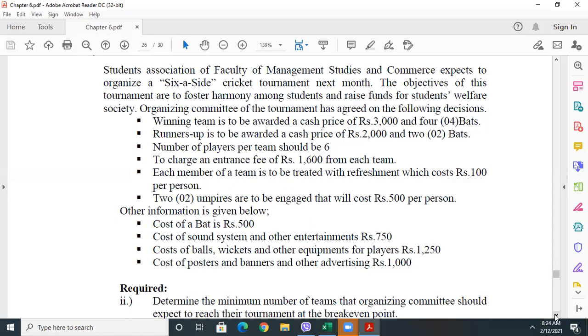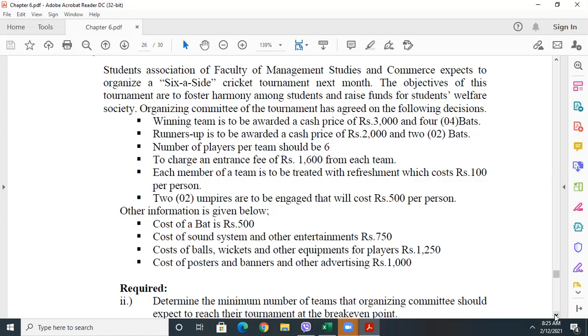Other information is given below. Cost of a bat is rupees 500. So there also, they give us the cost of a bat because the price includes several bats. The cost of sound system and other entertainment, rupees 750. So they have planned for some entertainment, and it costs them rupees 750.